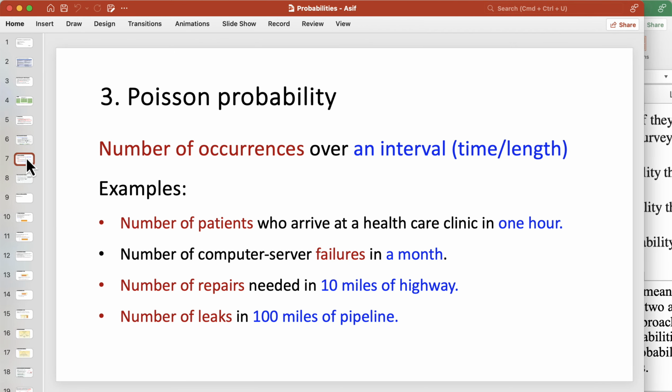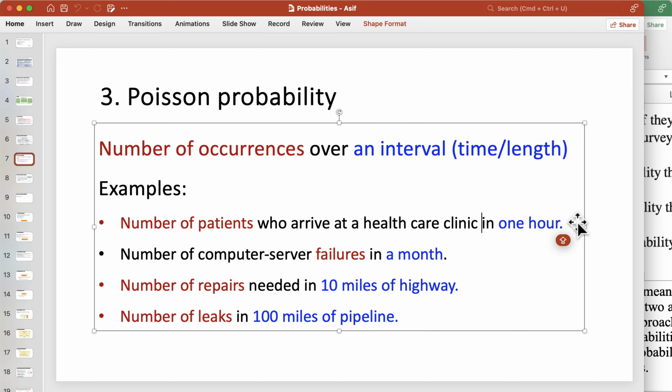The next probability for a discrete variable is Poisson probability. It's concerned with the number of occurrences over an interval, and that interval could be time or length. Some examples are the number of patients who arrive at a healthcare clinic in 1 hour. So that 1 hour is the time interval and the number of patients is occurrences. The number of computer server failures, that's occurrences in 1 month. So that is the time frame or interval.